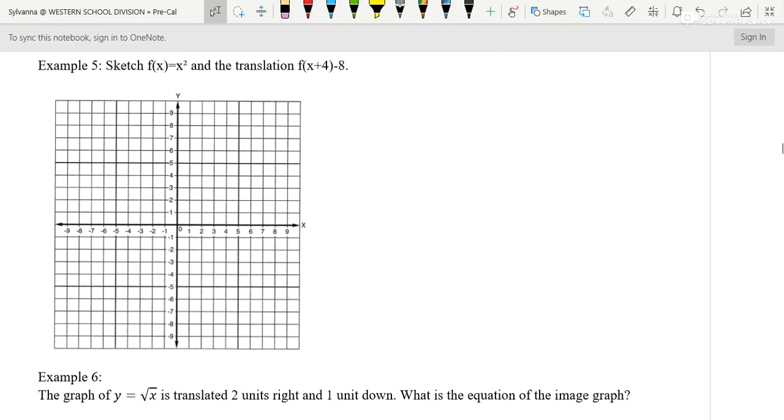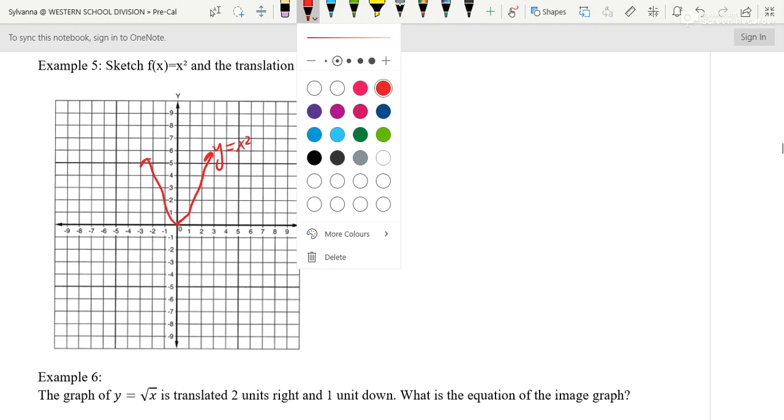So now let's do a little bit of combination of the vertical translation and our horizontal translation. So first we're going to start at 0, 0. So we sketch y equals x squared first. So I'm going to do that. That's y equals x squared. And now we want to do the translation.